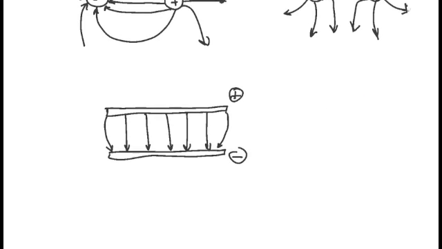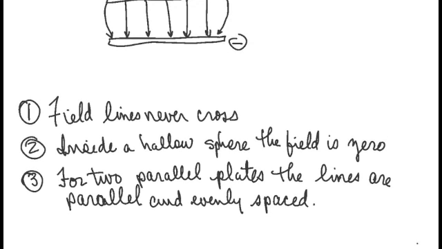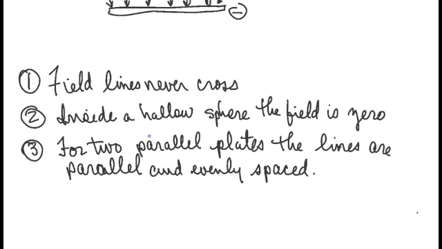Now that we have all these different situations, we have some laws or rules that we use to talk about these field lines. Number one, field lines never cross. Pretty straightforward. Inside a hollow sphere, the field is zero, which means there are no lines inside there. And lastly, for two parallel plates, the lines are parallel and evenly spaced, which means the field is uniform.